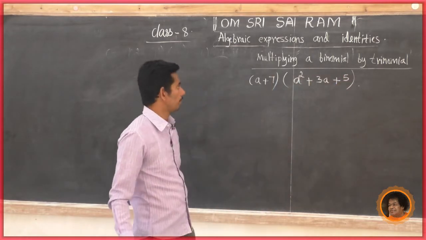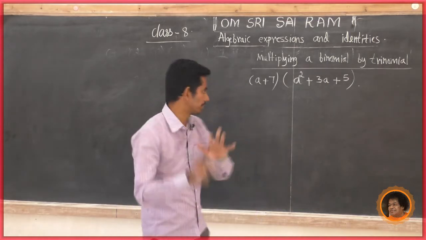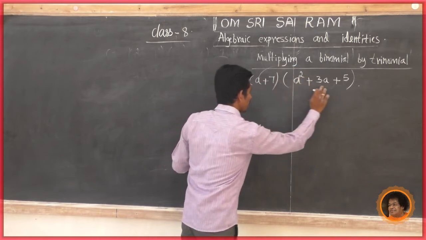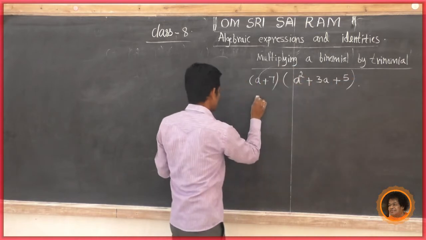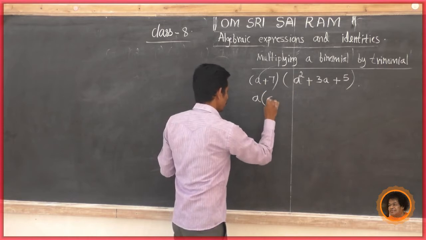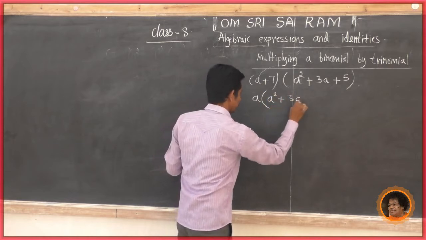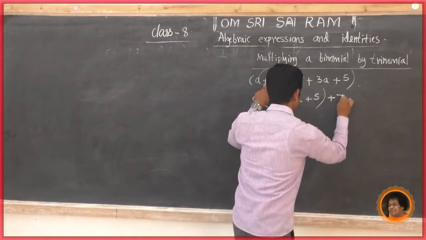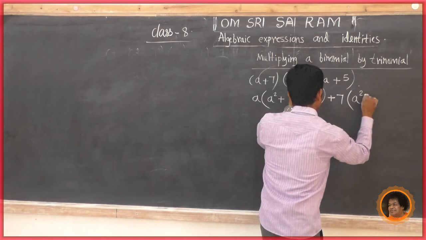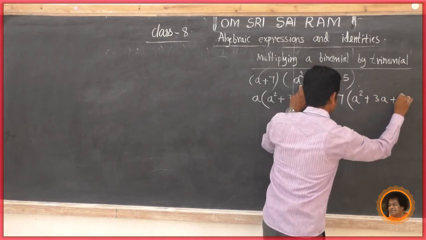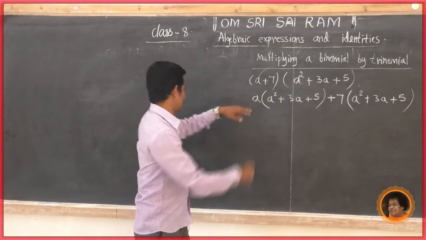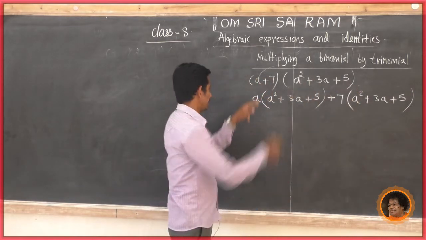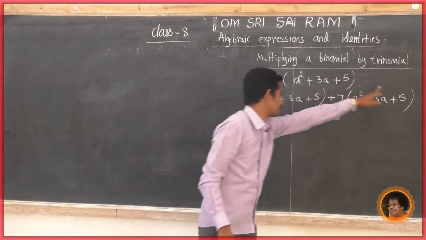What is the method of multiplying a binomial by trinomial? It is very simple. Once again, first multiply this a into a squared plus 3a plus 5. How is it? This a into a squared plus 3a plus 5. Then this plus 7 into a squared plus 3a plus 5. This a into a squared plus 3a plus 5, this trinomial. Then plus 7 into this trinomial.